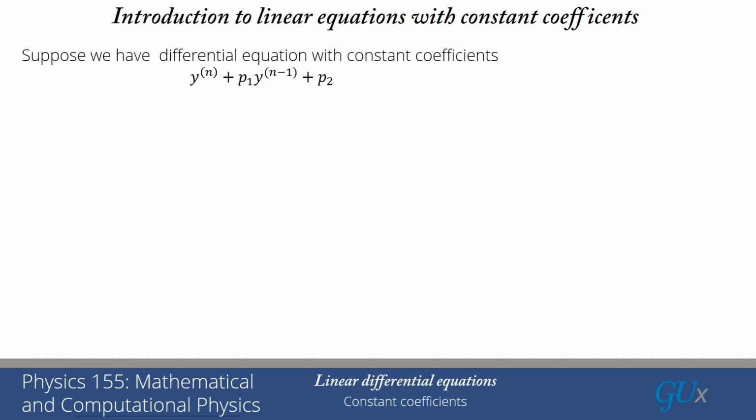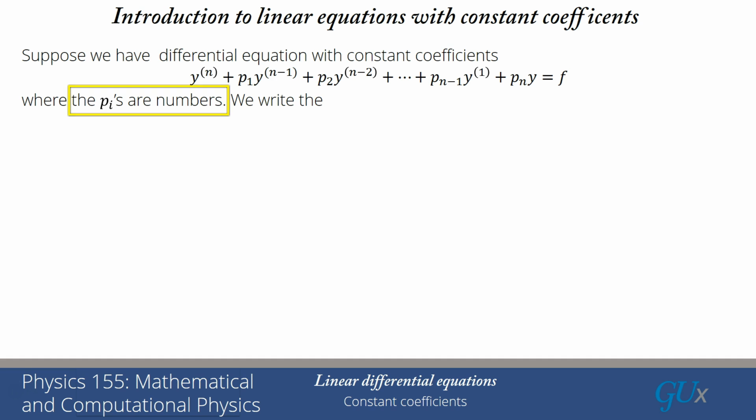So we have the nth derivative of y plus p1 times the n minus first derivative of y plus p2 times the n minus second derivative of y, and so forth all the way up to pn times y is equal to f. But here, the pi's are numbers, not functions.